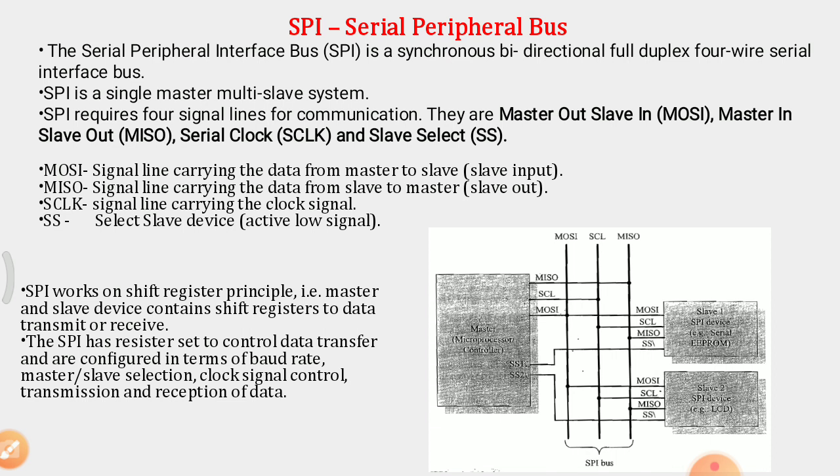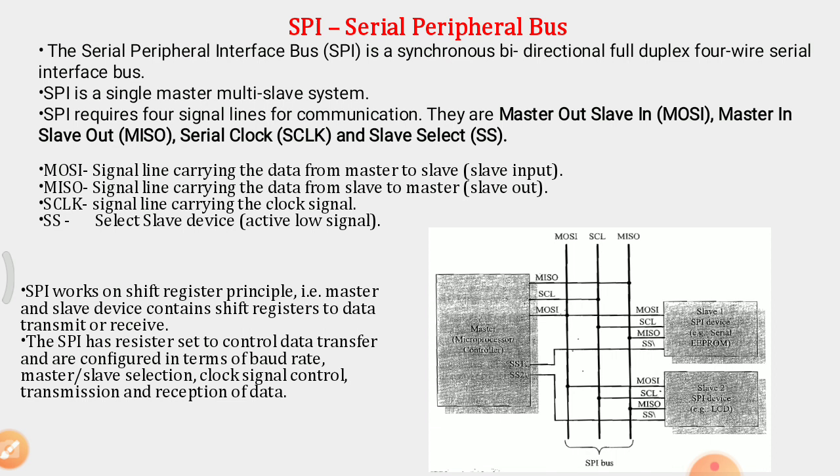So SPI is a single master and multi-slave system, where SPI requires 4 signal lines for communication. So it has 4 wires. They are MOSI, master out, slave in. Second pin is master in, slave out, MISO. Then SCLK, serial clock, and SS, slave select.